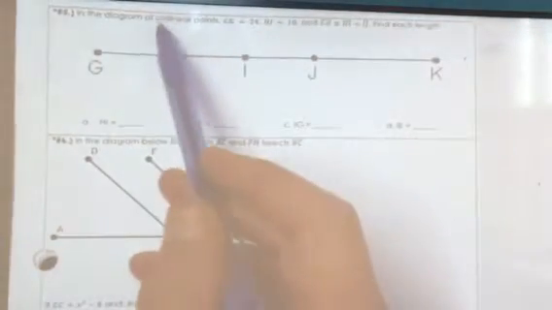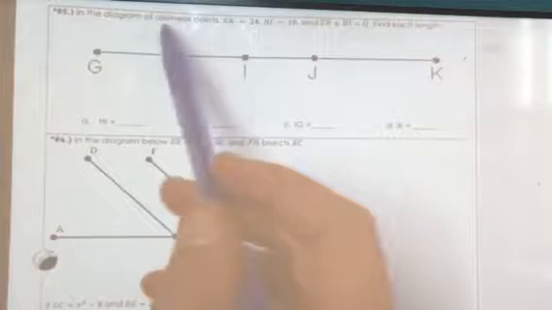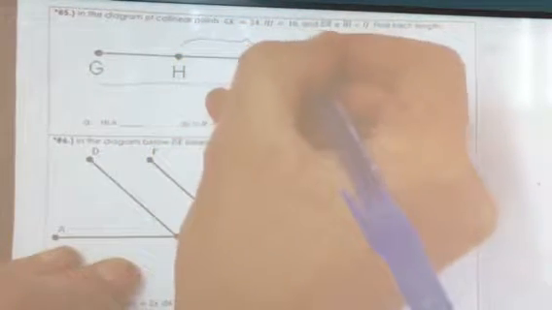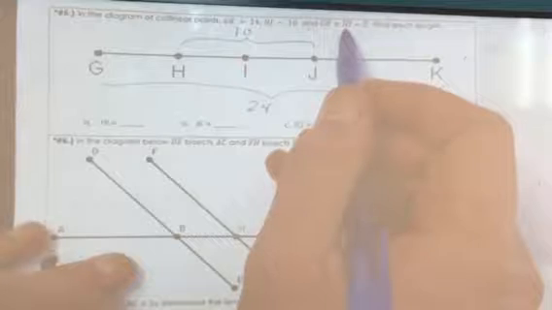In the diagram of collinear points, points that are all on the same line, GK equals 24. This entire thing, 24. HJ equals 10. And GH is congruent to HI, is equal to IJ. Find each length.